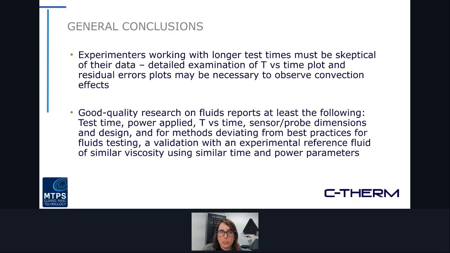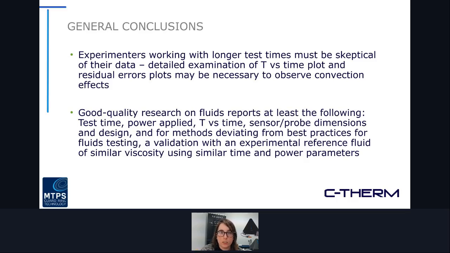So at this point, I'll make a few general conclusions on testing of liquids before I move into some application data generated from some of our clients. Generally speaking, experimenters who are working with longer test times should be skeptical of their data if they're testing on liquids, because you can have that risk of convection.